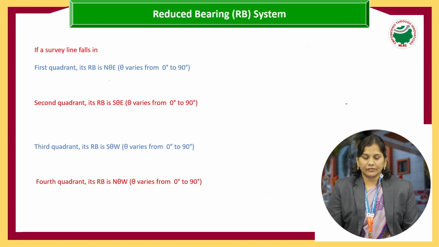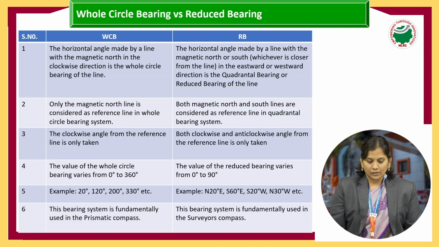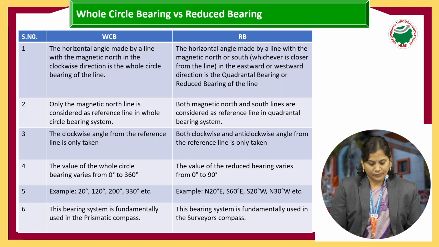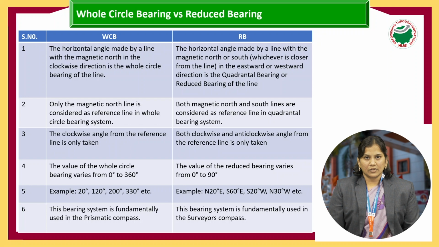Then let's move on to the difference between these two bearing systems. We know how we measure whole circle bearing and reduced bearing, and we also know where we apply these systems. The whole circle bearing system is used in the prismatic compass and the reduced bearing system is used in the surveyor compass. First we will see the major differences between these two bearing systems.